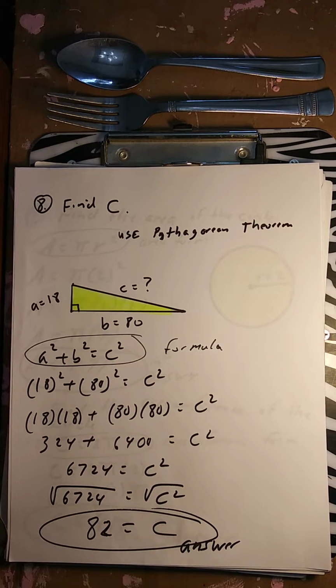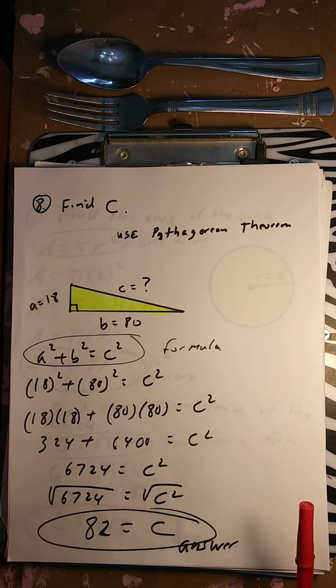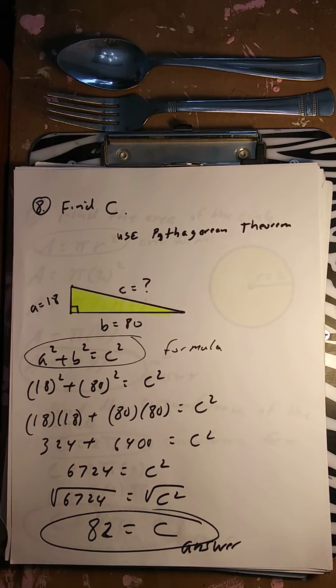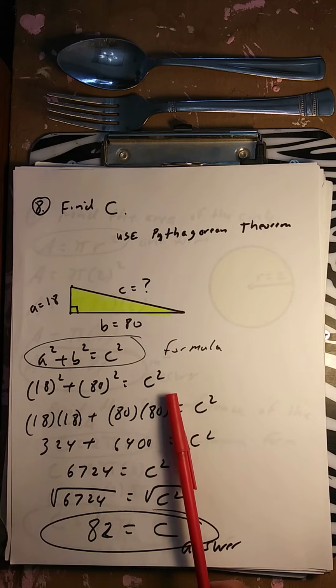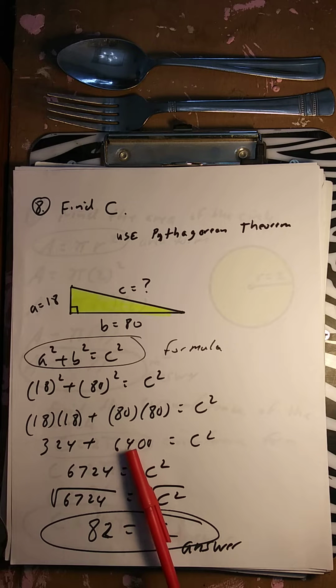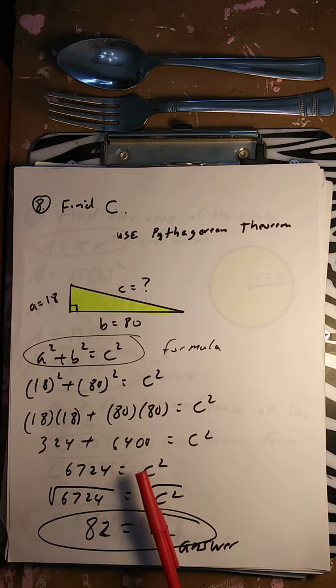Okay. Find c. Use the Pythagorean theorem, which means a squared plus b squared, the legs, equals the hypotenuse, c squared. So there it is. A squared plus b squared equals c squared. So now put the numbers in. 18 squared plus 80 squared equals c squared, which you don't know. It's a mystery number. 18 times 18 is 324. 80 times 80 is 6400. So now add those together, you get 6724 equals c squared.